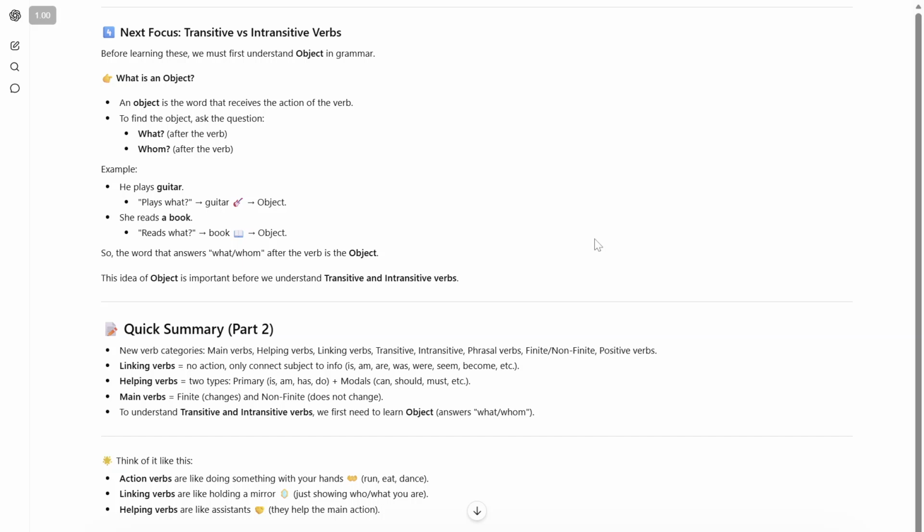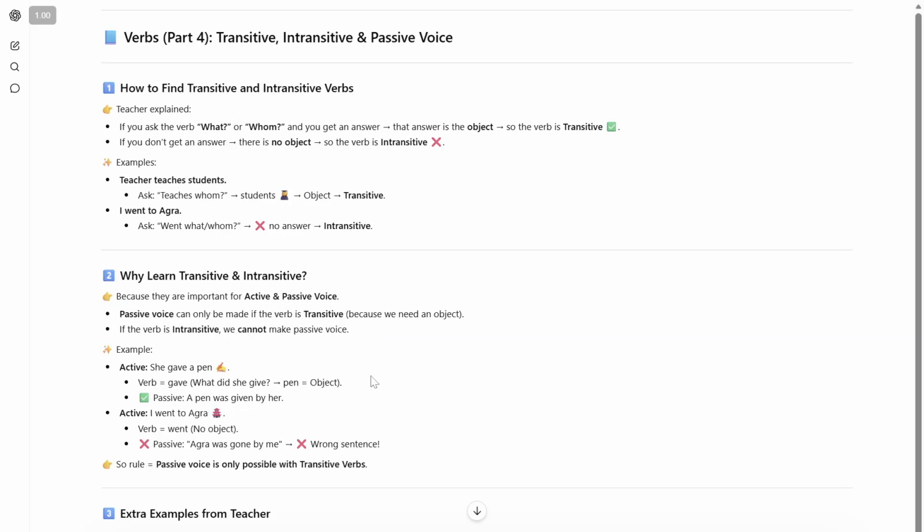Think of it like this. Action verbs are like doing something with your hands: run, eat, dance. Linking verbs are like holding a mirror, just showing who or what you are. Helping verbs are like assistants. They help the main action. Do you want me to now explain transitive versus intransitive verbs in detail so you understand everything deeply?